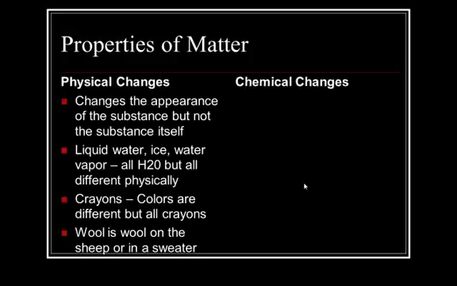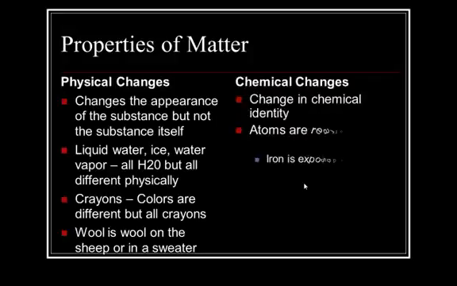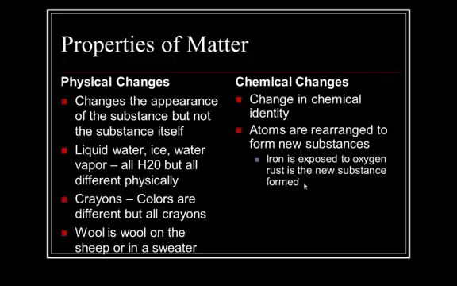On the other hand, a chemical change is a change in the chemical identity of a substance. The atoms are actually rearranged to form something new. So an example would be iron that's exposed to oxygen. It turns into rust, and that is the new substance that's formed.